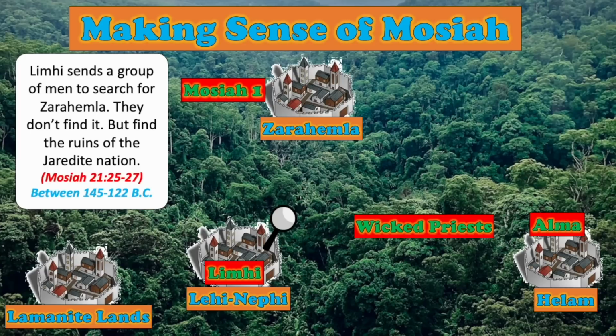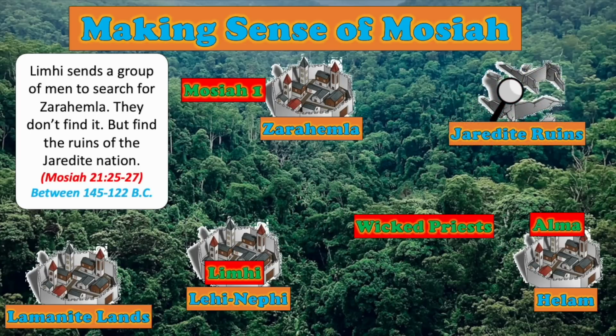But they do come across a land that is covered in bones and ruins. And what they've stumbled upon is the remains of the Jaredite nation from hundreds of years prior. Therefore, they return to the city of Lehi-Nephi, unsuccessful, resigned to their lot. That story is found in Mosiah chapter 21, verses 25 to 27.